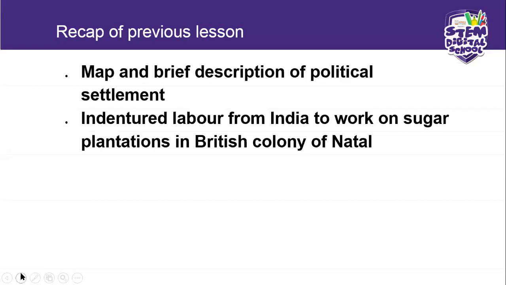Okay, and then we recap on the previous lesson, what we did in the previous lesson. So we looked at the brief description of political settlement, and indentured labor from India to work on sugar plantations in the British colony of Natal. That's what we did in the previous lesson.